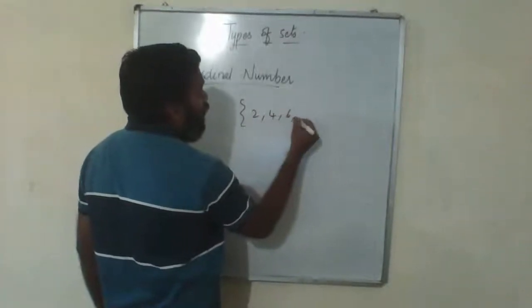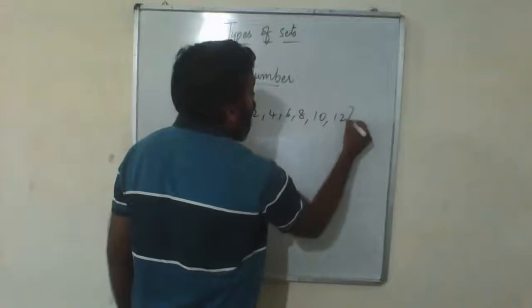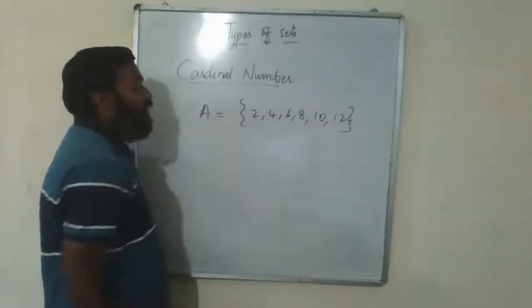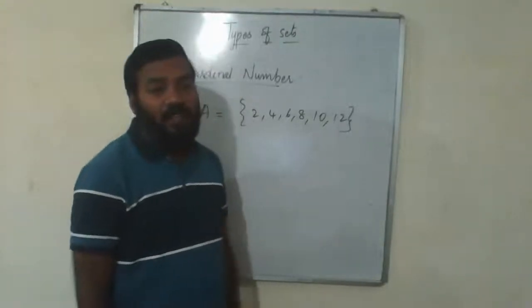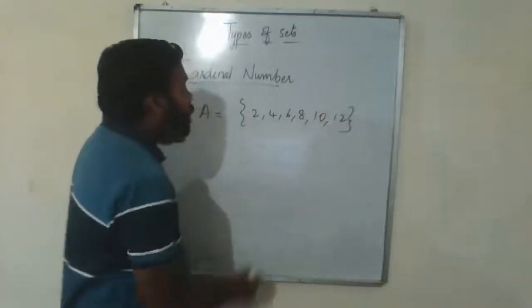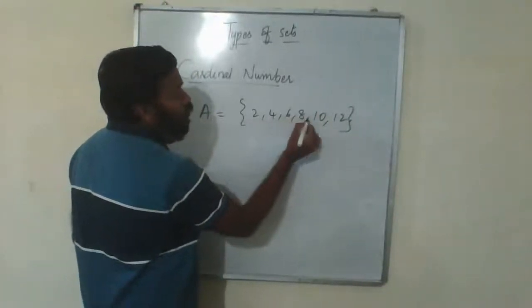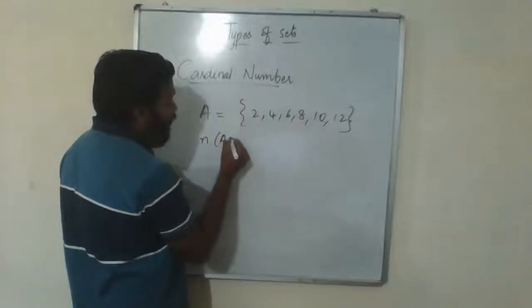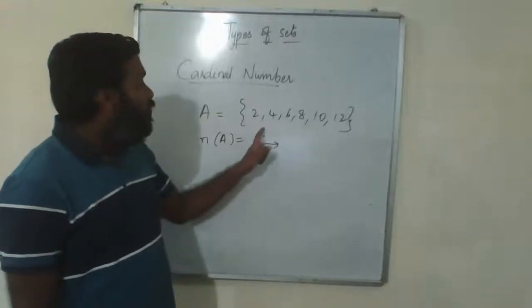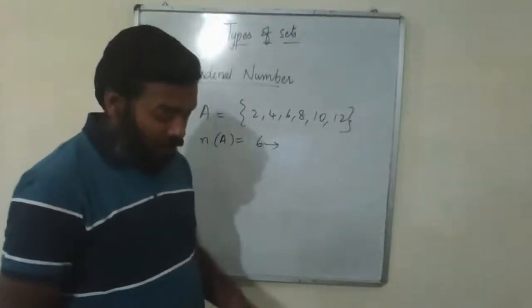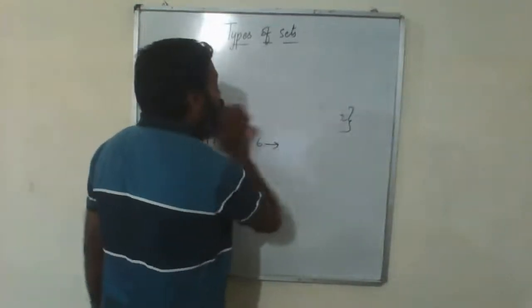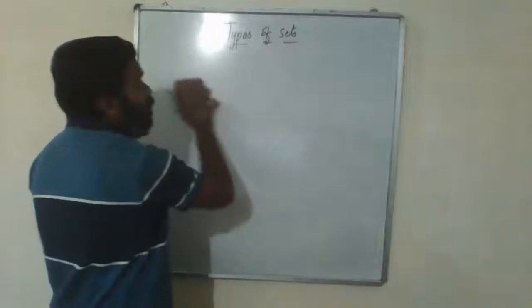If you have 2, 4, 6, 8, 10, 12, this is the set of even numbers less than 13. The number of elements is 6: 1, 2, 3, 4, 5, 6. So n of K is 6. That is the cardinality or cardinal number of the set. The cardinal number of the set is 6. This is how the cardinality of a set is defined. Now, using this, we are going to see different types of sets.